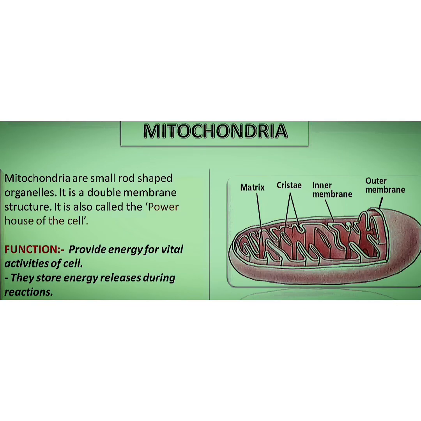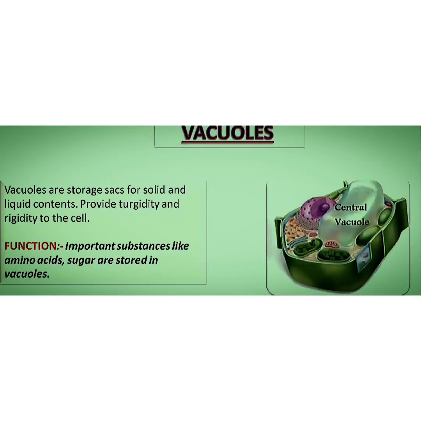Next are the mitochondria. Mitochondria are small rod-shaped organelles with a double membrane structure. They are also called the powerhouse of the cell as they store ATP. Their function is to provide energy for the vital activities of the cell. They store energy in the form of ATP and release it during reactions. Vacuoles are storage sacs for solid and liquid contents, and provide turgidity and rigidity to the cell. Important substances like amino acids and sugars are stored in the vacuoles. Their outer membrane is called the tonoplast, which is very important.